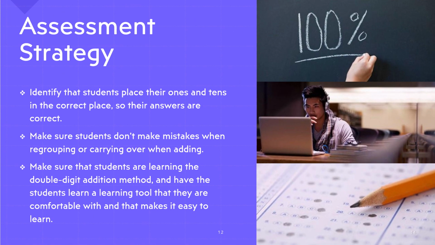So, assessment strategy. Identify that students place their ones and tens in the correct place so their answers are correct. Make sure students don't make mistakes when regrouping or carrying over when adding. Make sure that students are learning the double-digit addition method, and have the students learn a learning tool that they are comfortable with and that makes it easy to learn.